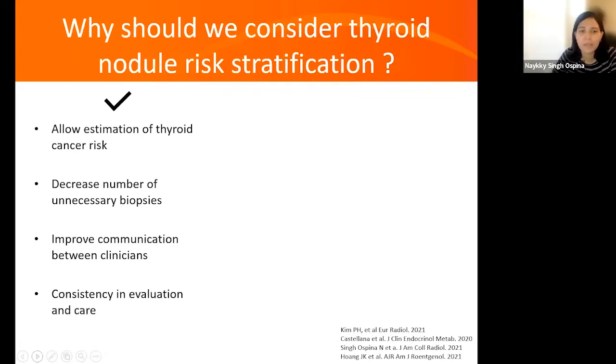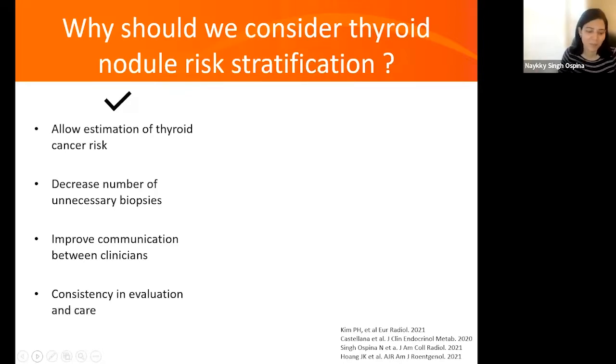It could decrease the number of unnecessary biopsies, which again is one of the main problems that we're trying to solve. It can improve communication between clinicians because patients with thyroid nodules are seen by primary cares, gynecologists, surgeons, emergency room physicians, and so on. So this allows people to have a structure, as Dr. Hoang mentioned, and then that can lead to consistency in evaluation and care.